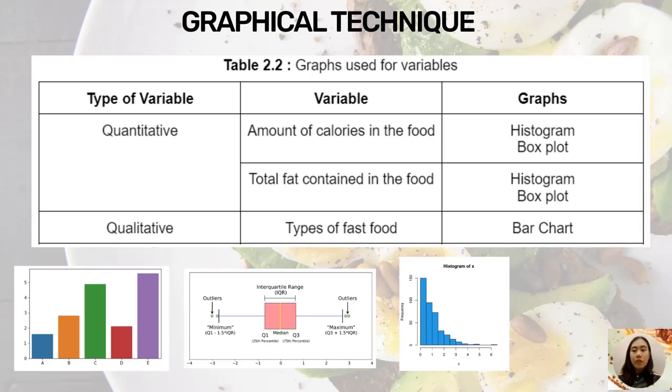The type of graph that is used for each variable in our case study is shown in table 2.2. For the quantitative data, which are the number of calories and the total fat content in the fast food, I use the histogram and box plot to present the data graphically. Next, for the qualitative data, which is the type of fast food, the bar chart is picked to express and analyze the data.